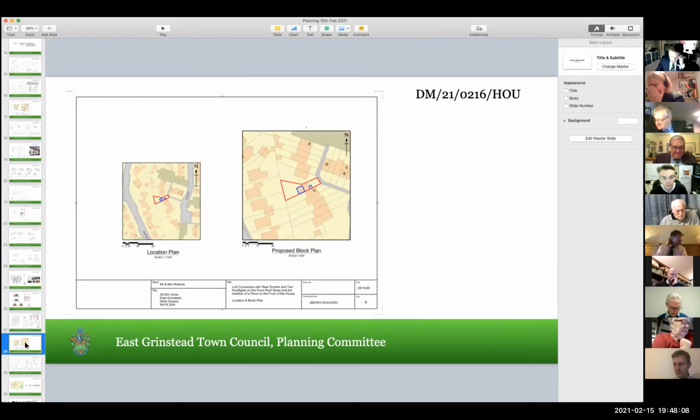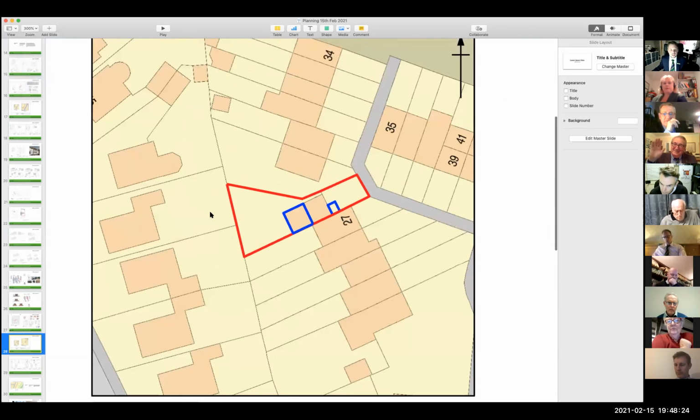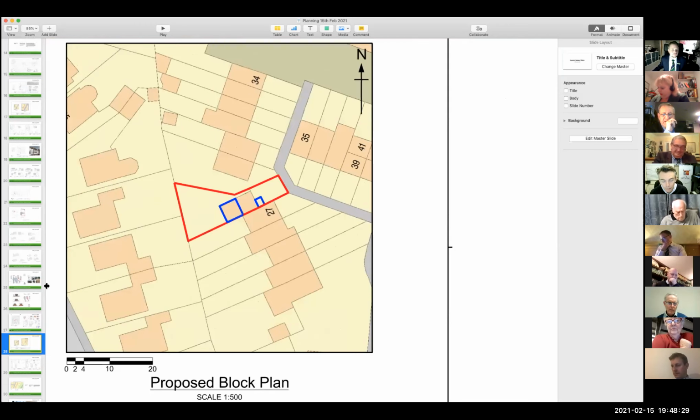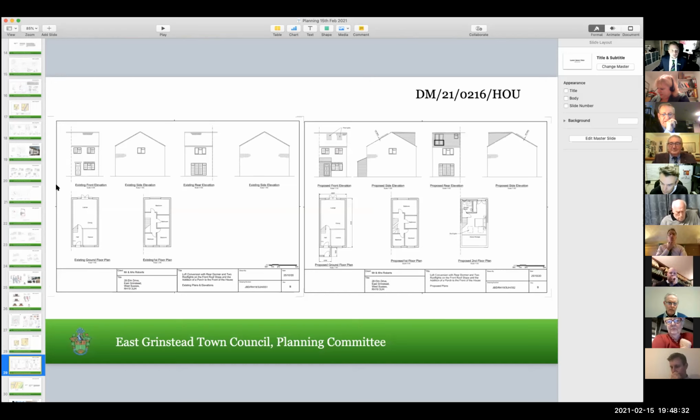So DM 210216. This is 28 Elm Drive. This is conversion of loft with rear dormer and front-facing roof lights to create a second floor, and a single-storey front porch extension as well. As you can see here, the blue boxes represent the changes. And here we have the roof lights and the new rear dormer. Ashplatz, who would like to start me on that one? Councillor Mrs. Belsey? Okay.